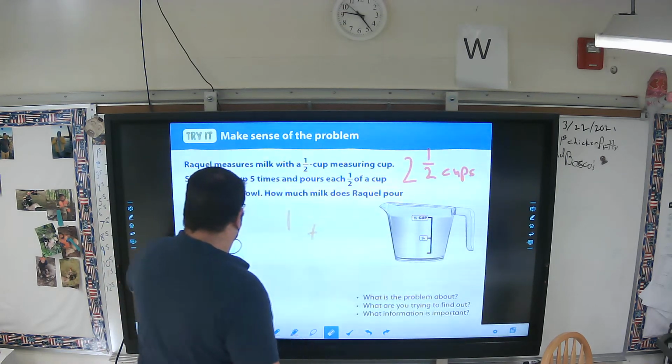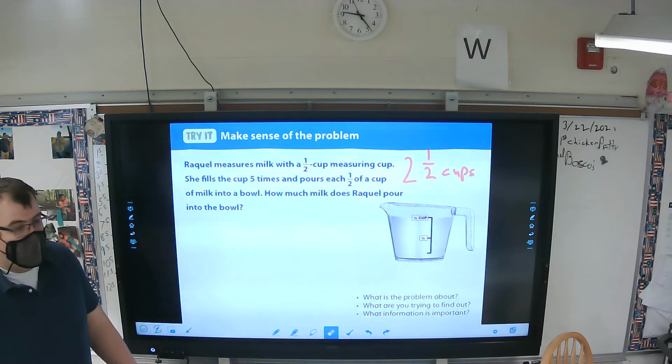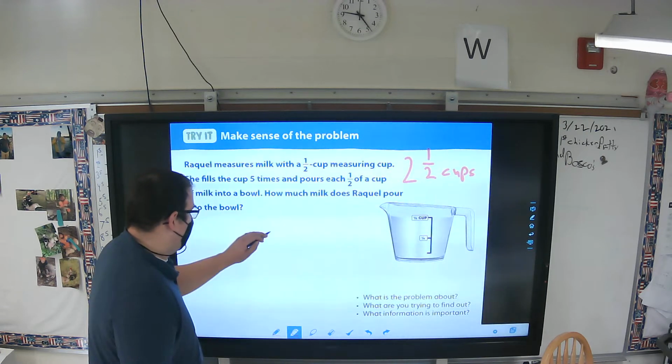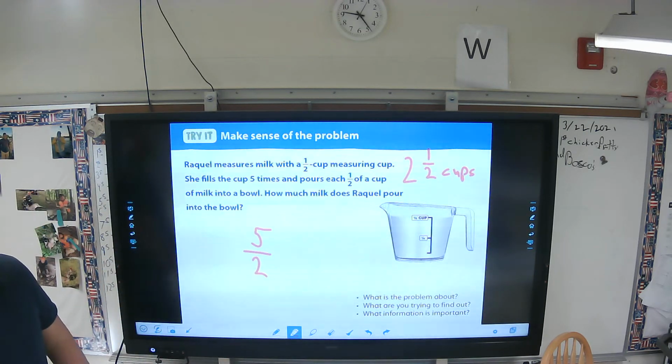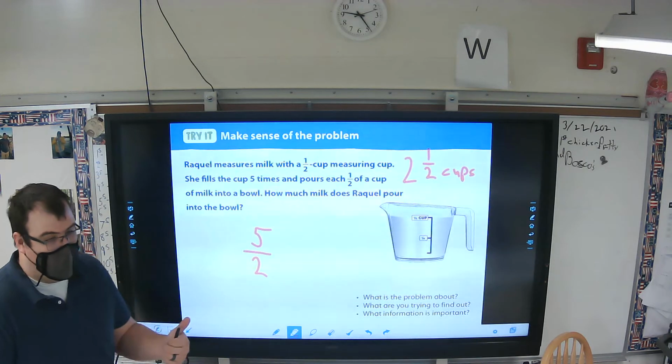Another way you could do this is this. Can I write that down? Yeah, absolutely. We have 5 halves, right? We said it added up to equal 5 over 2. I ask, how many 2's can I take out of 5? 2. I can take 2 out, right?